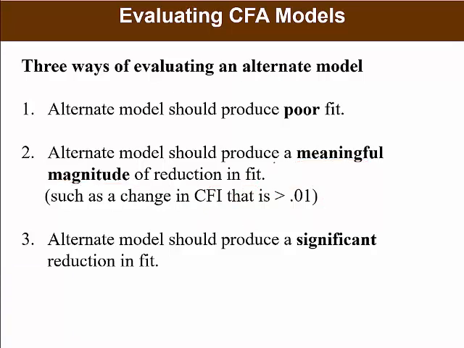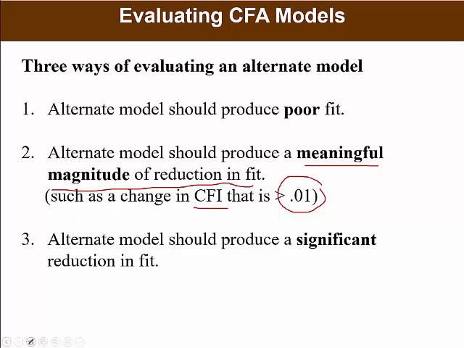So if the change in the comparative fit index is greater than 0.01, that's called a meaningful magnitude of reduction in fit, and that would be evidence against your alternate model and in support of your hypothesized model. That is, assuming your hypothesized model had a good fit to begin with. If your hypothesized model didn't have a good fit to begin with, then all of this is moot, because you wouldn't accept it. Then it's not the right model.